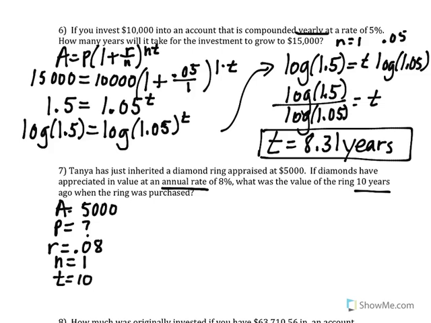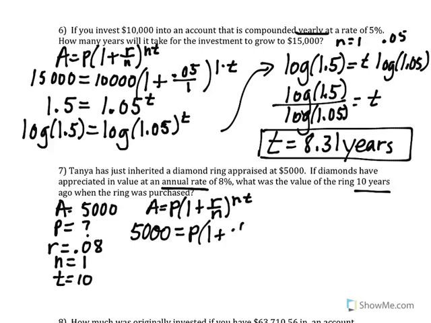When you go to plug this in, write the formula again. It'll be 5,000 equals P times 1 plus 0.08 over 1 to the 1 times 10. So what you're actually going to do is calculate the entire part that P is being multiplied by, so it's 1.08 to the 10th. Type that in your calculator, so put in 1.08 to the 10th.